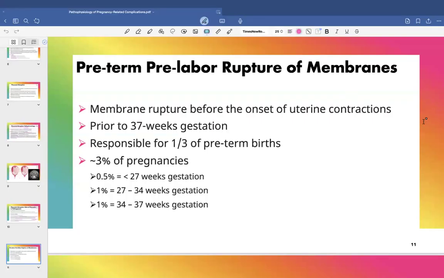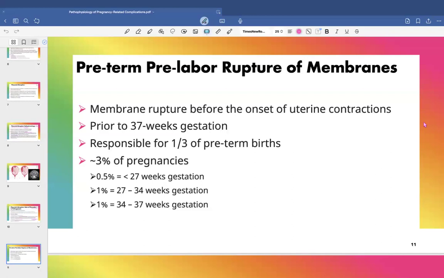Premature rupture of the amniotic sac is when it ruptures prior to typically 37 weeks, which is considered full term, although we use 40 weeks as our general. So it's before uterine contractions, before the normal time frame of delivery. Yes, it does cause up to a third of our preterm births. And it happens in about 3% of pregnancies, so it is something you're going to see when you're on clinical site.